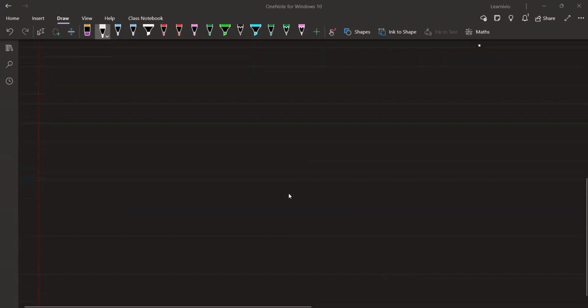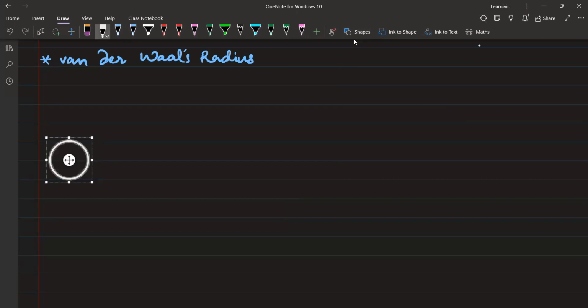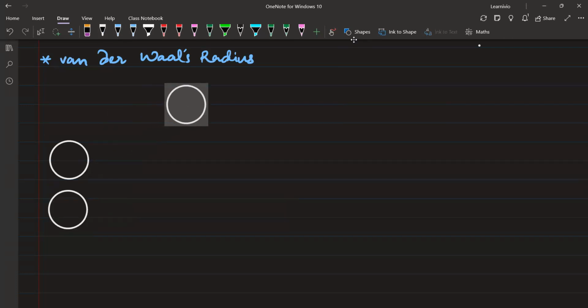क्या टाइमिंग लगेगा? ठीक है, नेक्स्ट पॉइंट लिखेगा van der Waals radius. Now, how is van der Waals radius measured or calculated? See, here we have an atom. Okay. Let us suppose this is helium. Obviously, helium atoms will be not very close together because helium is a gas. These molecules will be very far apart. These will be very far apart.